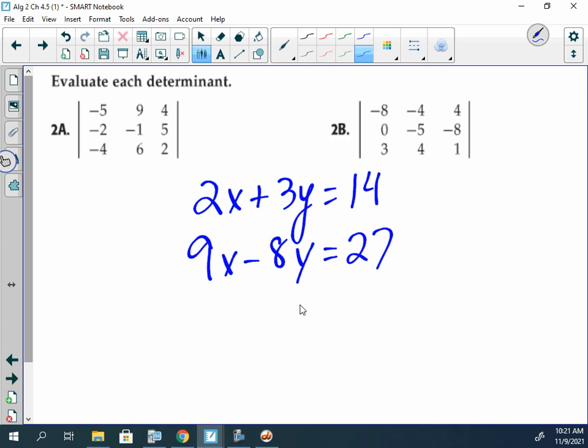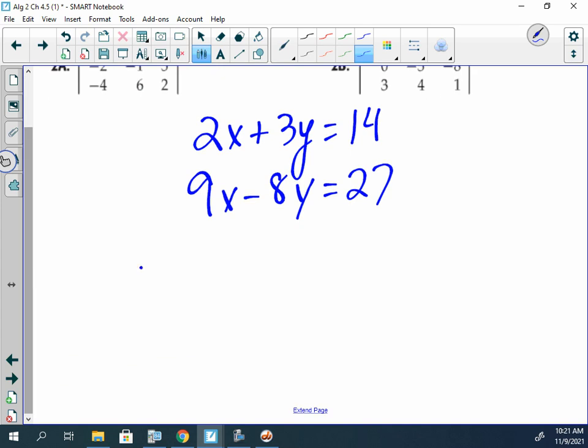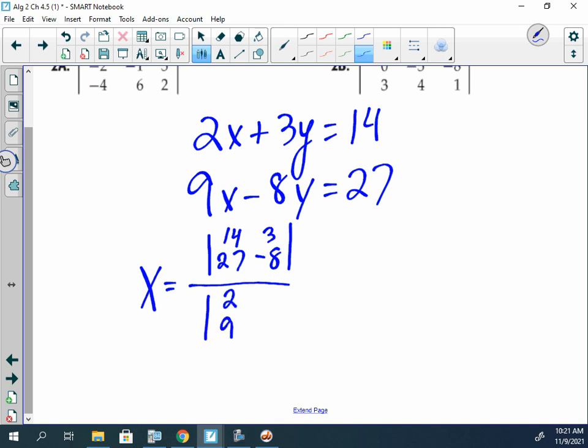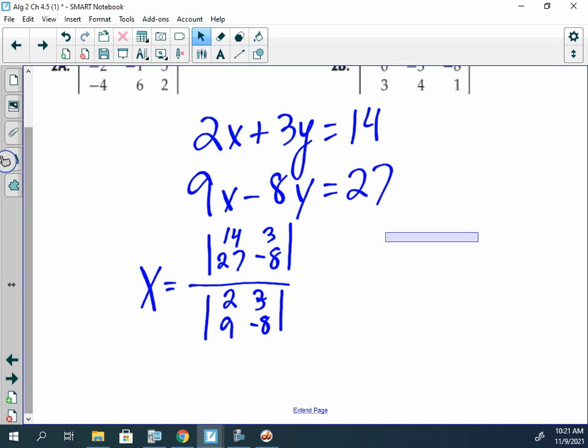And what we'll see tomorrow is really that by Cramer's rule, the value of x is going to equal the determinant of 14, 27, 3, negative 8 over the determinant of 2, 9, 3, negative x. And we'll see how this is set up, but this will give us the value of x for the system of equations. We can solve it by using this.